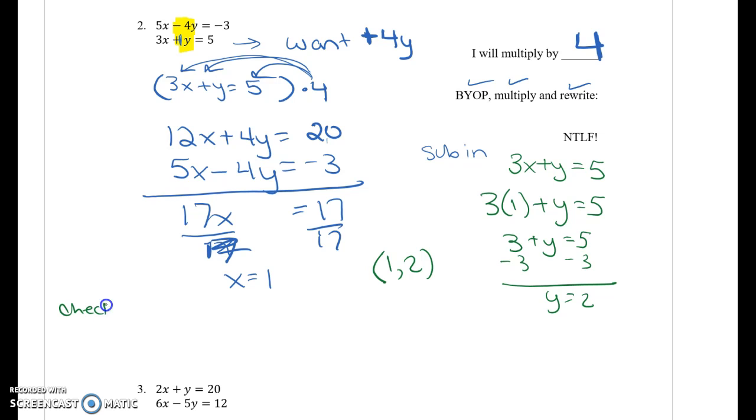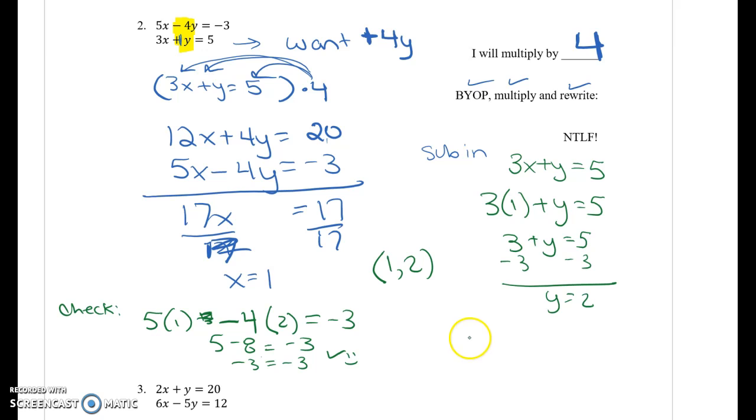Let's quickly check. 5 times 1 plus -4 times 2 equals negative 3. So easy to make a mistake. 5 minus 8 equals negative 3. Negative 3 equals negative 3. Hooray!